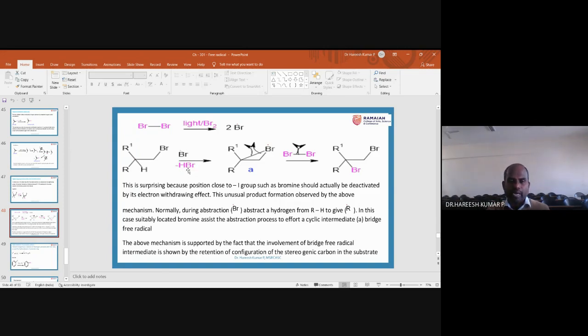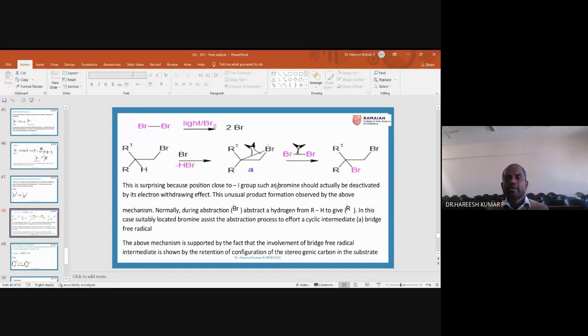HBr as the byproduct. Once a radical is formed on this carbon, you know that bromine contains three lone pairs of electrons. So one of the electrons will form a bond with this free radical. That is how an intermediate is obtained, and that intermediate is denoted as intermediate A. And since there is a loss of electron on the bromine, bromine attains a positive charge.